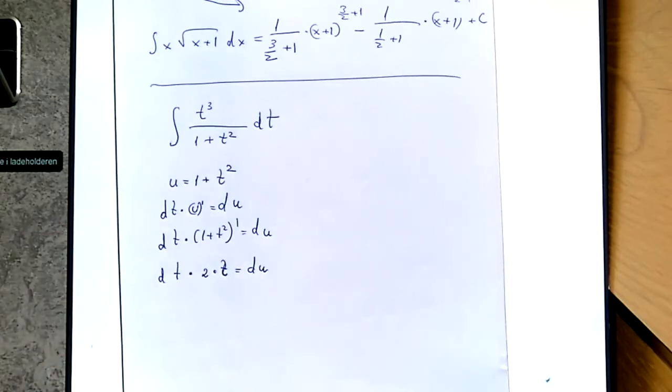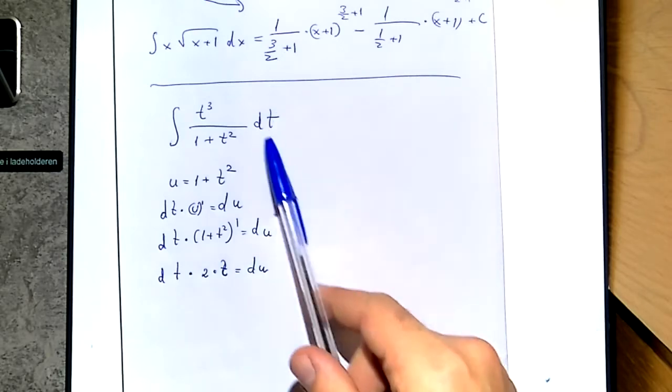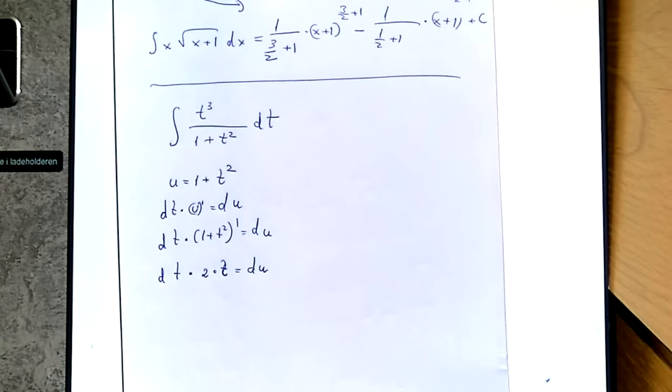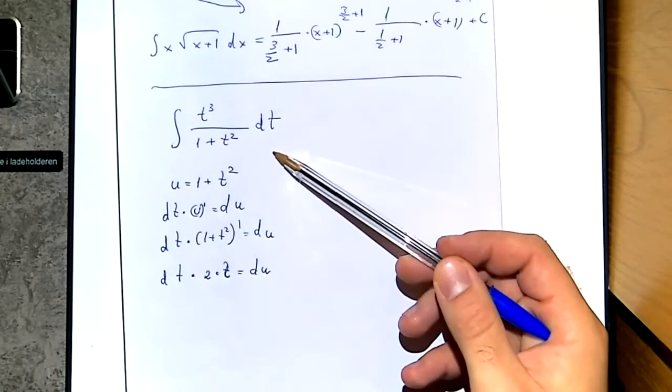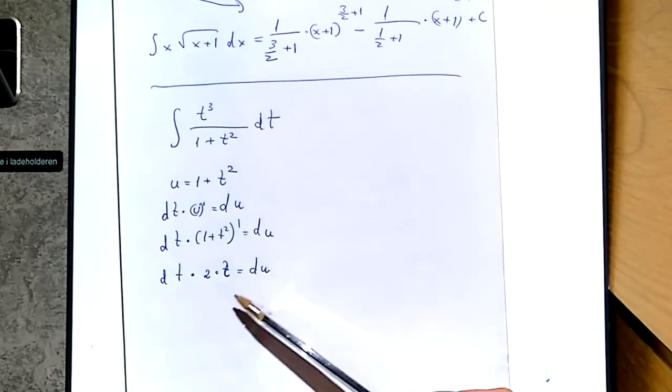Everyone follow me on that? Just did my replacement, and now I'm trying to get rid of this dt. Again, when you do the substitution, as I told you, this d thing tells you what you're integrating over. So you cannot replace a u inside here but keep the same dt. You've got to replace dt with d of u. This is why I'm doing this. Okay, so I got this thing.